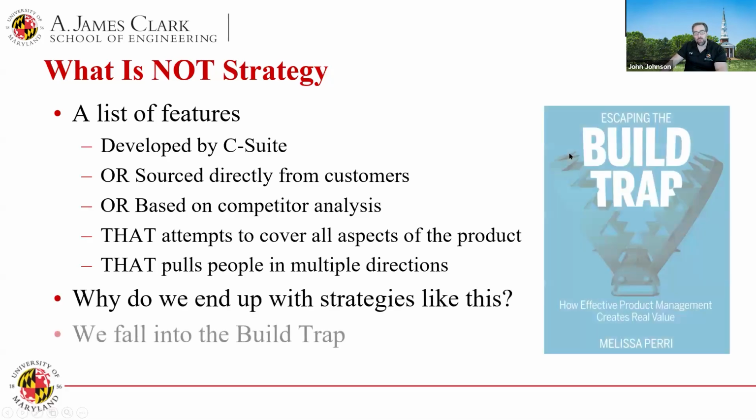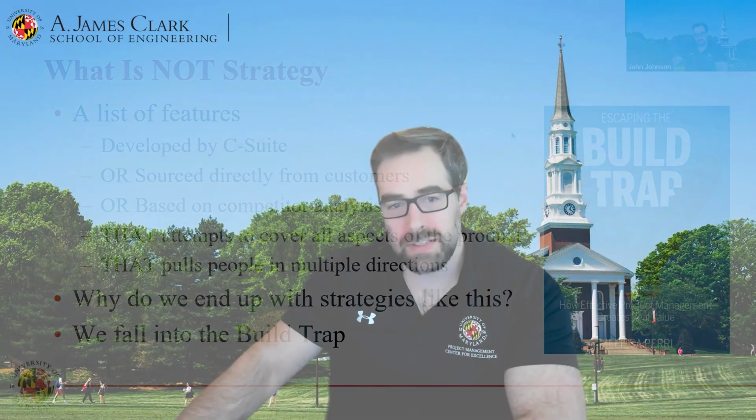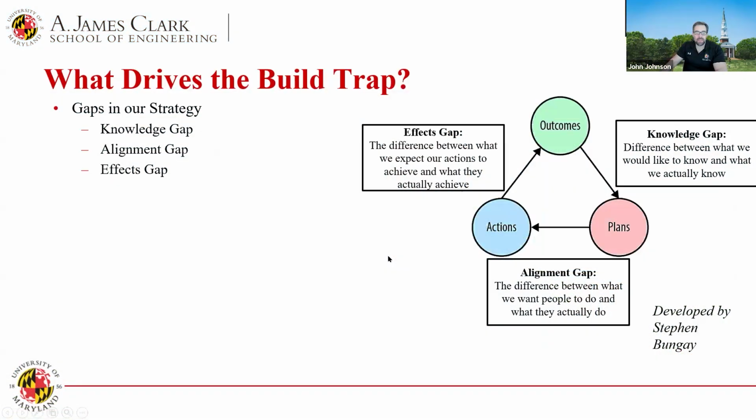Because when we do that, we end up falling into this build trap of having these long lists of features that we're fully committed to. And as soon as you say you're going to do it, you've got to do it. And it becomes enormous amounts of debt in terms of planning, in terms of execution. And what drives us to want to create these lists of features and these feature roadmaps is the fact that we run into what are effectively gaps in any strategy that tries to be top down. And I'm going to go through each one of them.